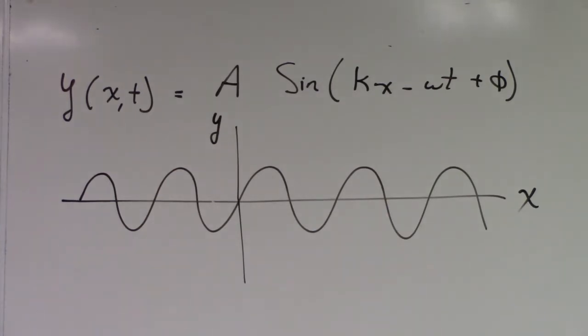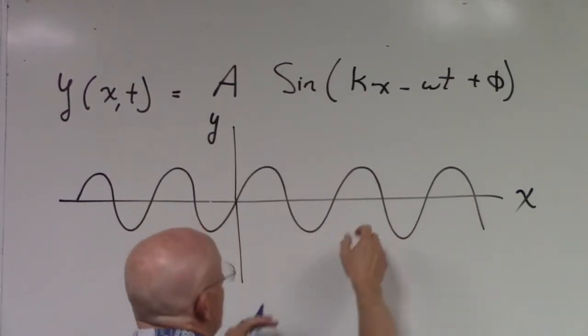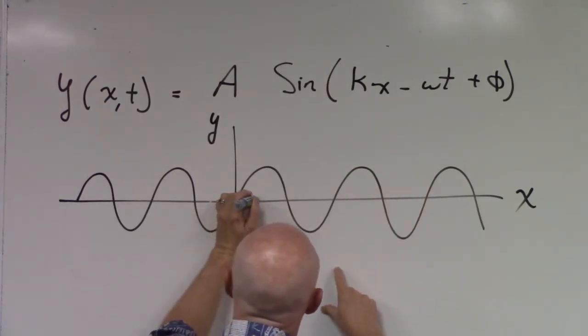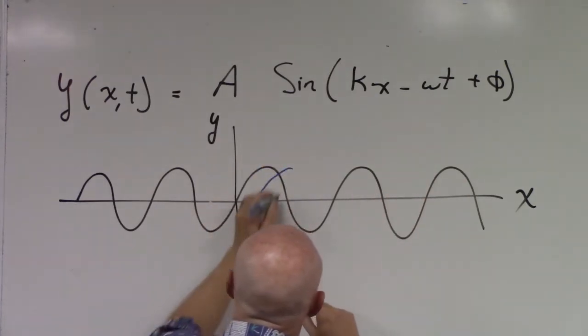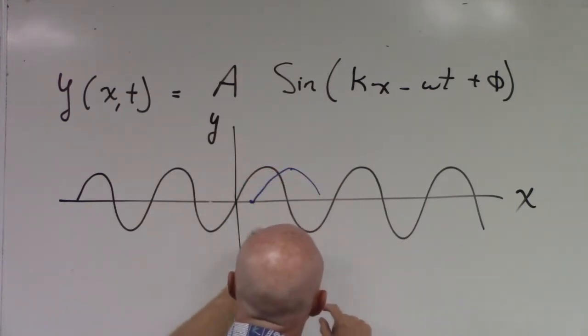A moment in time later, maybe I'll switch to blue, the wave would have moved on. And of course, the negative sign means it moves to the right. So I'll just draw a wave.